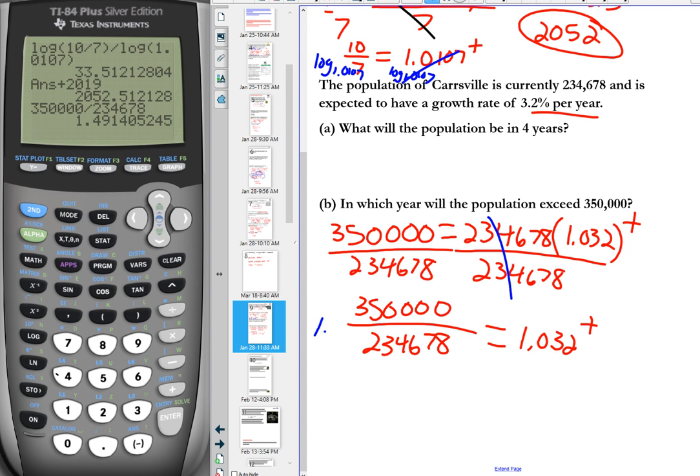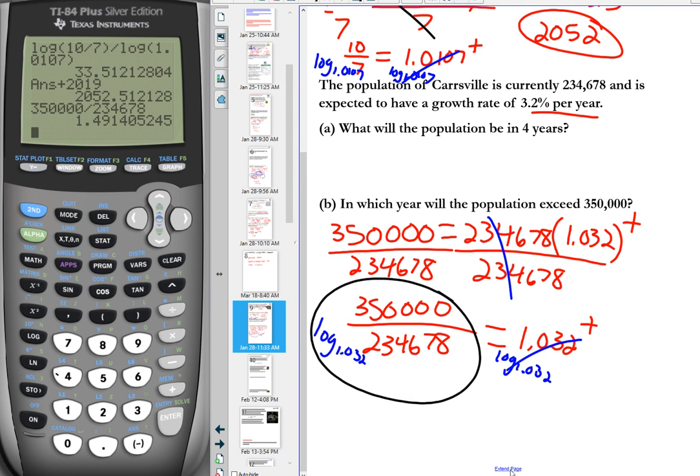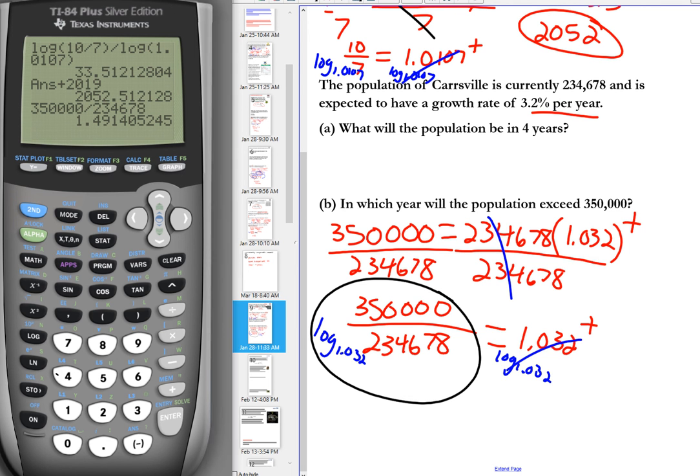I want to take the log of that, base 1.032, on both sides in order to get it to cancel. How would I type this into the calculator? The fraction divided by. Very good. Log of that long fraction divided by log of 1.032. Since I already have it in my memory, I'll just do this for Julian. I'm going to use the answer button again. So I'm going to hit log, second answer, divided by log of 1.